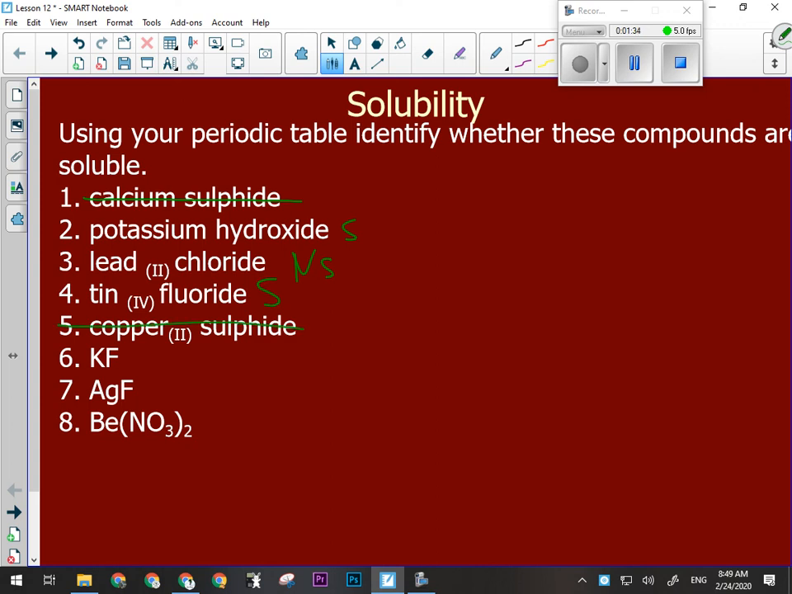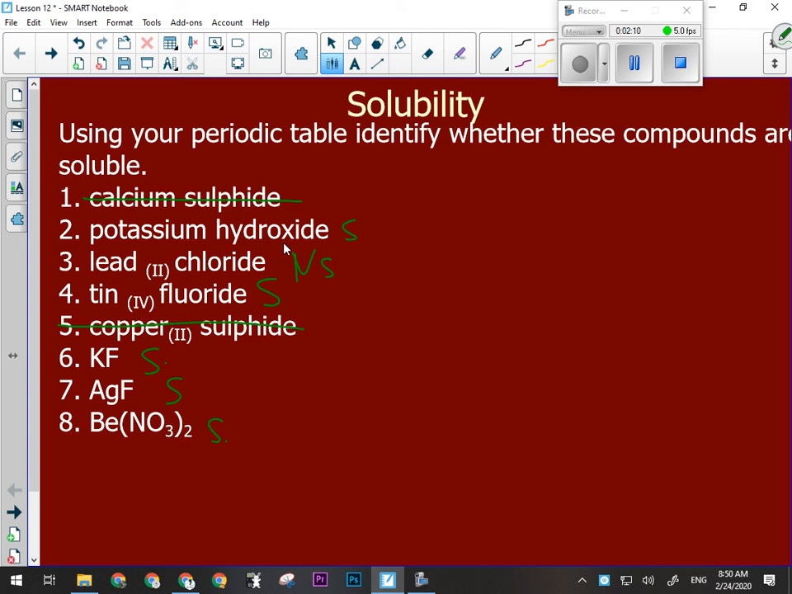Copper 2 sulphide, we won't be able to do that one because sulphide's not on our chart. Then we have potassium fluoride. Again we go back to fluorine. It says it's soluble with most things. Potassium's not in that third row, so that one is soluble. We got silver fluoride, lots of fluorine here. That one will be soluble because again silver is not in that third row. And then we have beryllium nitrates. Nitrates in this second column here. It says it's soluble with most things except for these weird things at the bottom, of which beryllium is not included. So that one is also soluble.